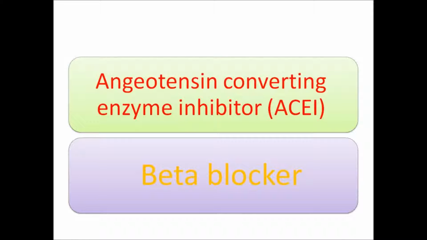So you start your treatment with two drugs. The first one is an angiotensin converting enzyme inhibitor, and the second one is a beta blocker. Angiotensin converting enzyme inhibitor, as the name suggests, is for the activation of the renin-angiotensin aldosterone system mechanism.